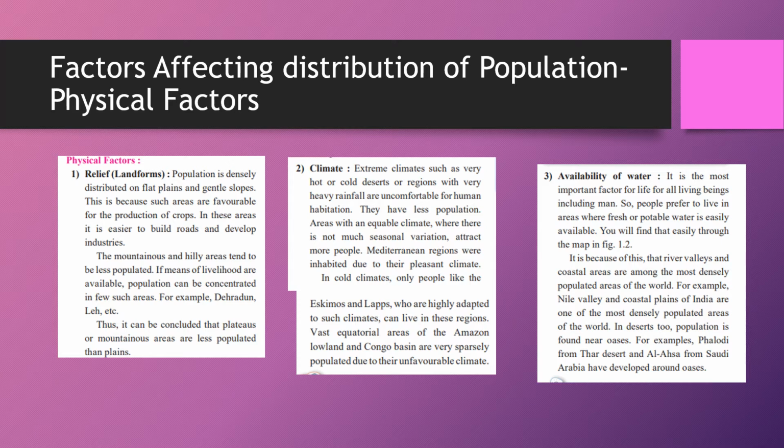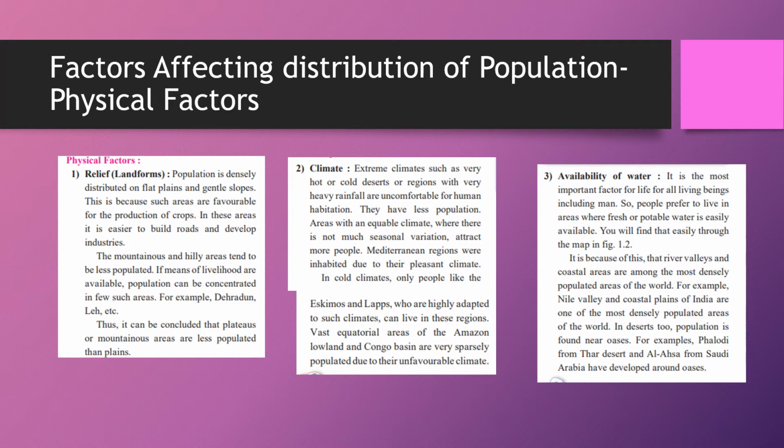For example, Dehradun and Leh. So these are mountainous and hilly areas. However, there are few people who stay in Dehradun and Leh because there are means of livelihood that are available. Thus, plateaus or mountainous areas can be less populated than the plains.